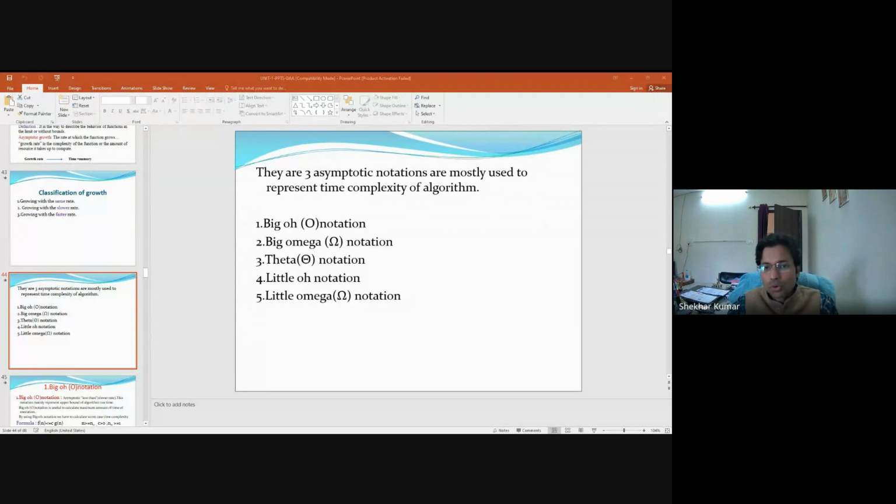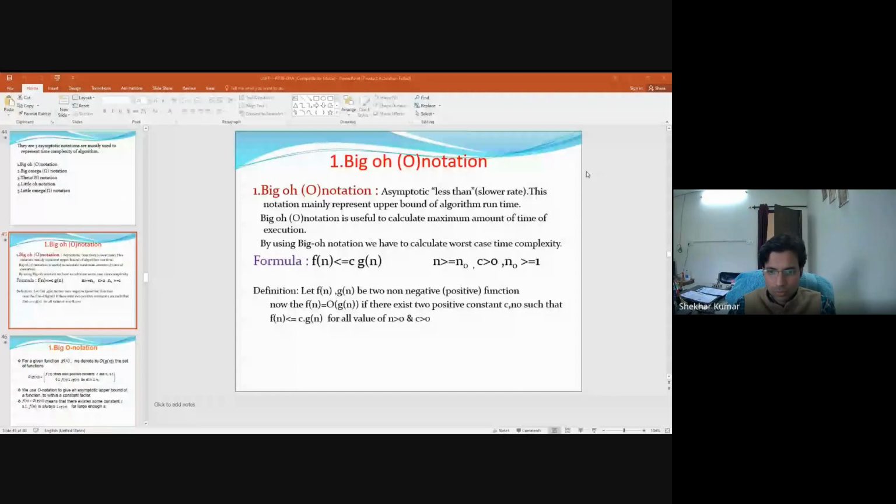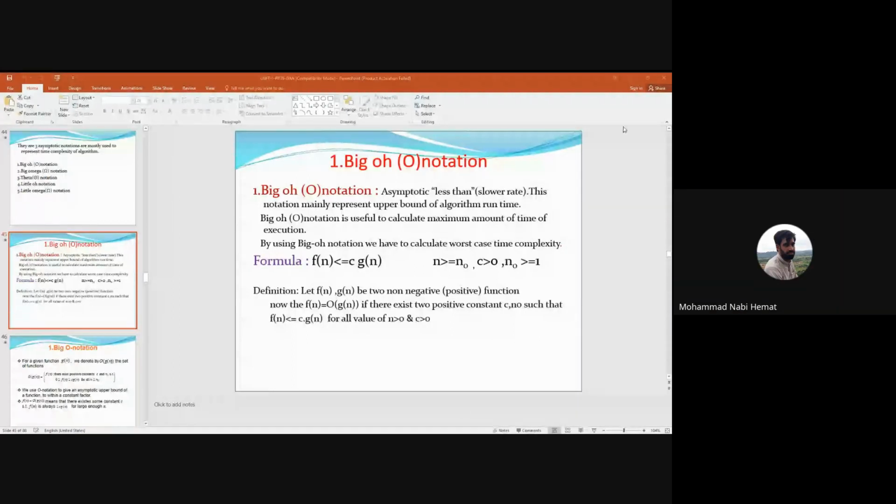So asymptotic notation is written in different types. Is it visible? I think it is not visible. No, sir, it's a black screen. Yeah, there is a... Wait a minute. Is it visible now? No, not yet, sir. Yes, now it is. Now is it visible?